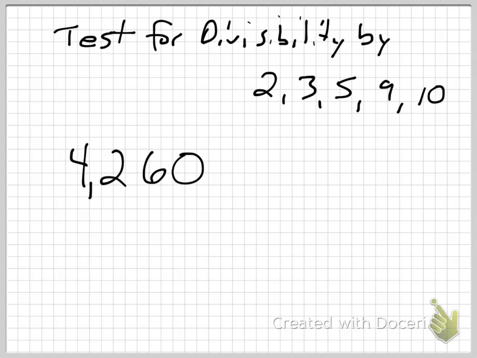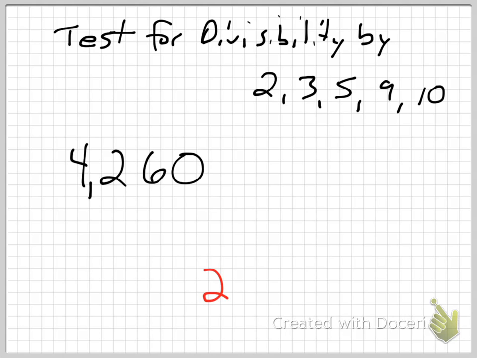I'm going to show you how to write this answer when they ask for this. Is that number, 4,260, divisible by 2? Yes. How do you know? The last digit is even. Okay, so your answer would start out like this: 2.